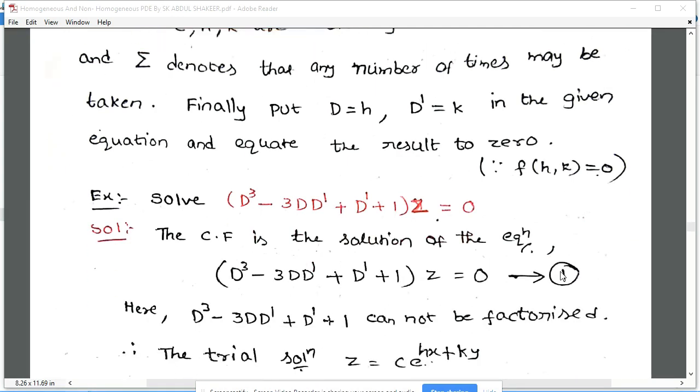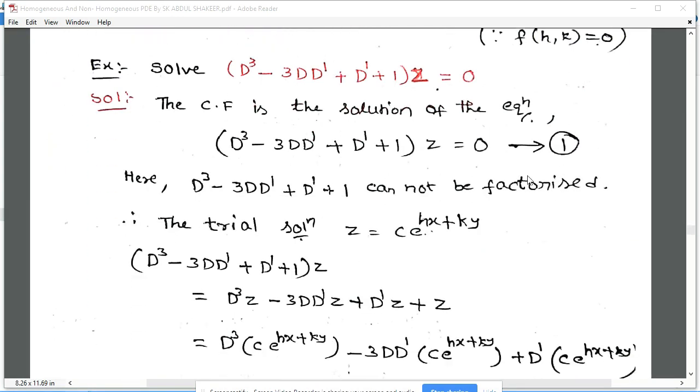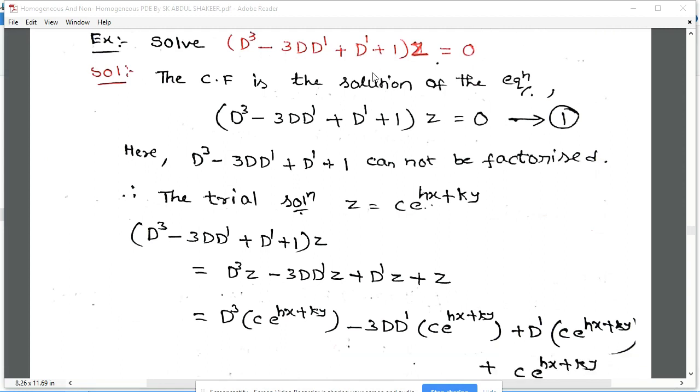Now suppose, for example, the given sum is D cube minus 3 D D dash plus D dash plus 1 of z equal to 0. If we observe this equation, clearly it is non-homogeneous because the first term has order 3 and the second term has order 2. So the orders are not the same, so it is a non-homogeneous partial differential equation. Now, finding the solution: first we have to find the CF. Here PI cannot be found because the right hand side is 0.